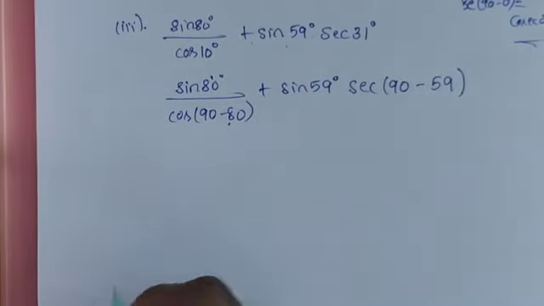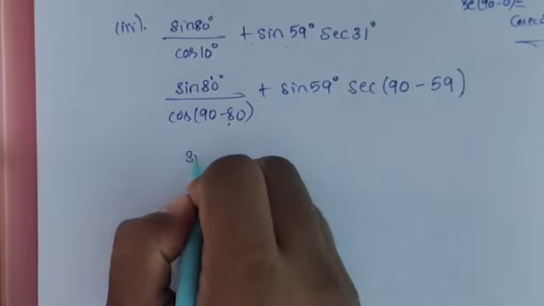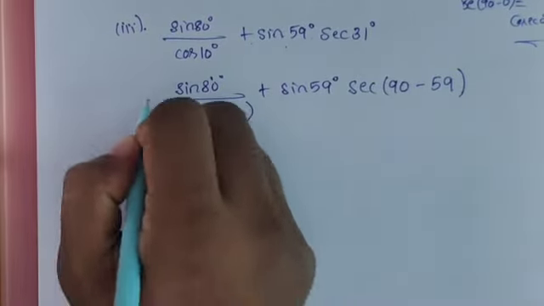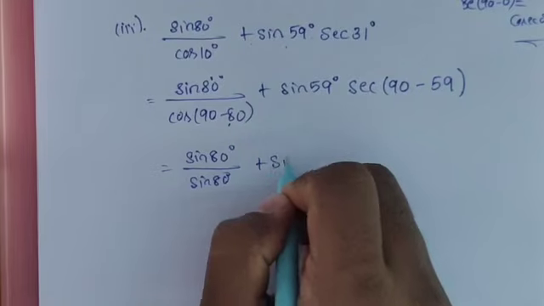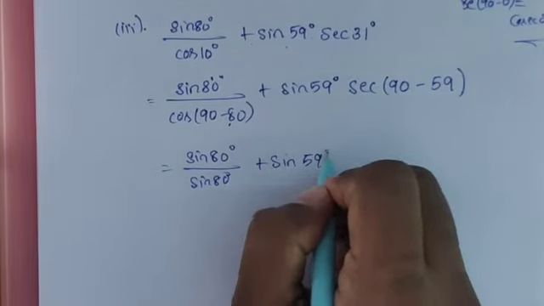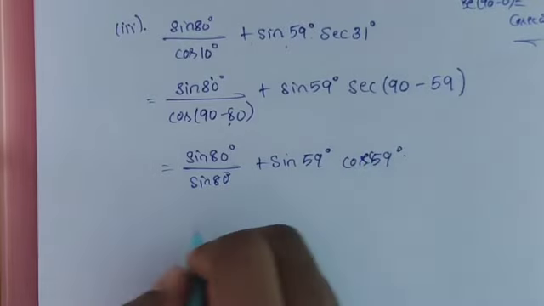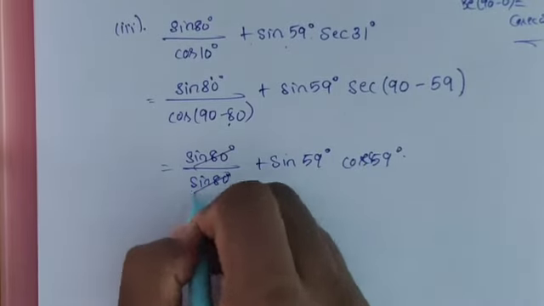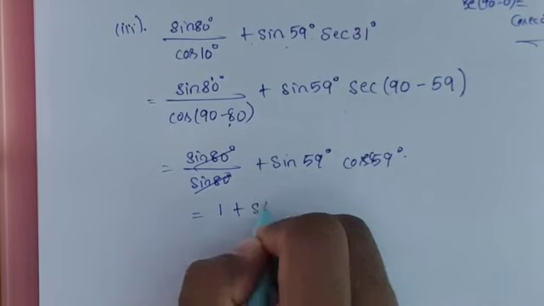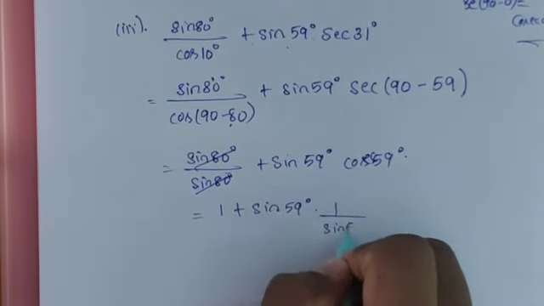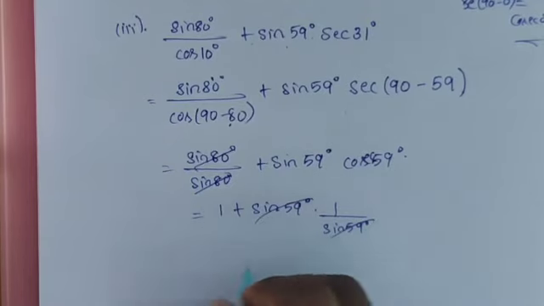90 minus 59 degrees. So now this becomes sin 80 degrees divided by sin 80 degrees, plus sin of 59 degrees into cosecant of 59 degrees. So sin gets cancelled. The remaining is 1 plus sin of 59 degrees into 1 divided by sin of 59 degrees. So sin 59 degrees gets cancelled.